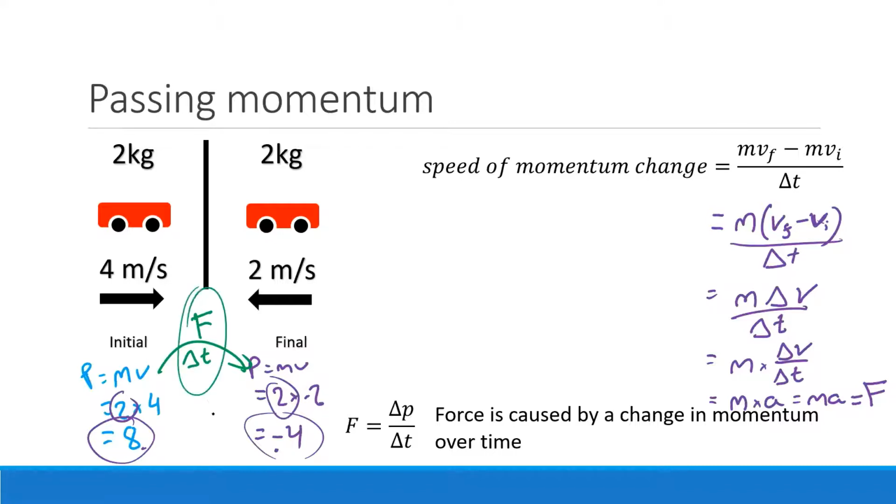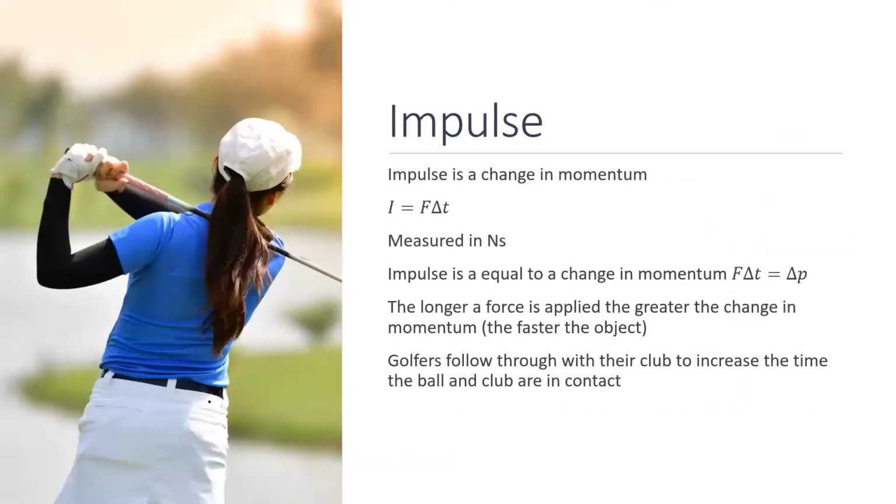Now this force-time relationship is how we get our idea of impulse. Let's talk about impulse. Impulse is a change in momentum. It's not momentum, it's a change in momentum. Sorry, let me rephrase that. We use the symbol I for impulse, and I equals F times delta T. So that's why it's equal to a change in momentum and not a change in momentum over time.